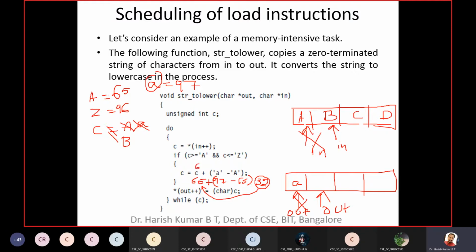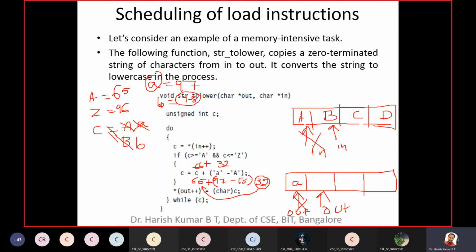So this is 66 plus 97 minus 65. Now 97 minus 65 is again 32. So 66 plus 32 is how much? 66 plus 32 is 98. So 98 is the ASCII value of lowercase b. Now this uppercase B we have converted into lowercase b, and where it is written.